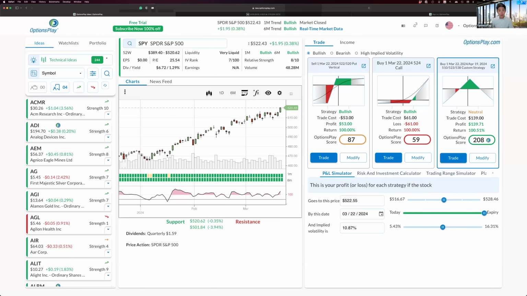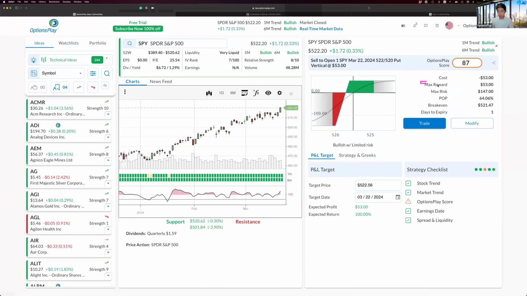So looking at SPY today, we closed at about 522. What we're going to look at is basically selling a 522, 520 put vertical expiring tomorrow. As of right now, this is a $2 wide credit spread. As you can see, I'm collecting 53 cents. That gives me a risk reward ratio, like I said, of about 3 to 1.